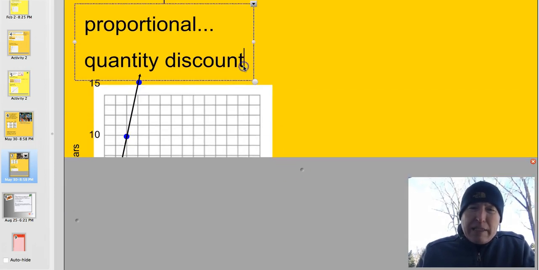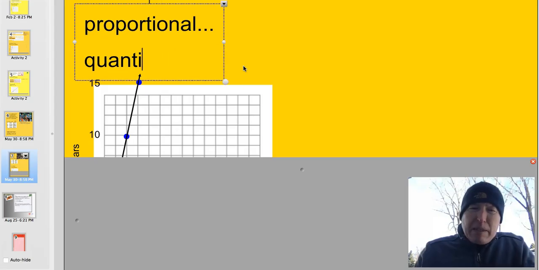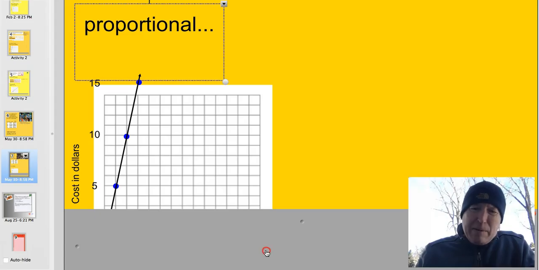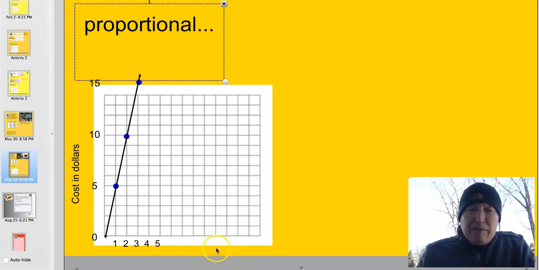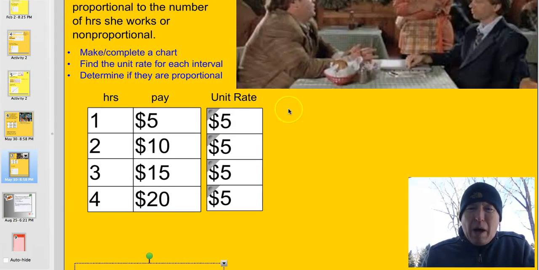I used that from the last slide. It is proportional, and it's not because of the quantity discount. There is no quantity discount. I just copied that from my last slide. If you look at it, they form a straight line too. 1 hour, $5, 2, 10, 3, 15, and so on. This is a proportional relationship.